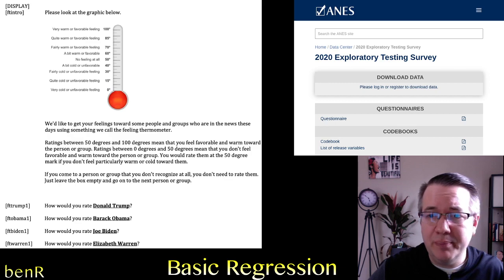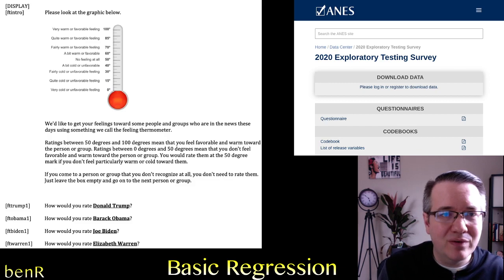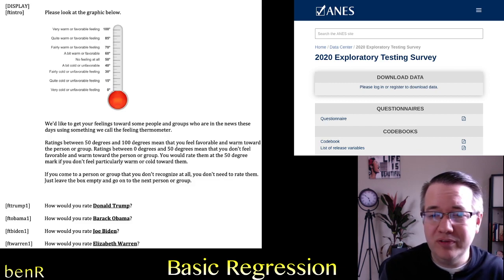The data that we're going to be using in this example comes from the 2020 American National Election Study pilot data, and we'll be looking at two variables. One of them is age, and in this they just ask people their birth year and use their birth year to compute the age. And then the feeling thermometer score for Donald Trump. For that, they ask people to look at this thermometer graphic with 0 marked as very cold or unfavorable feeling, and 100 marked as very warm or favorable feeling.